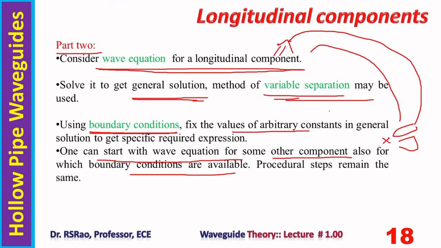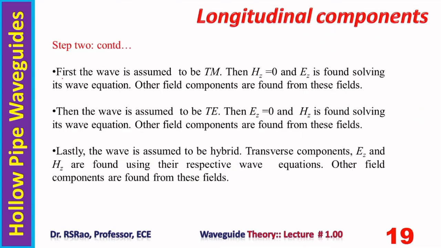So what he is telling is, instead of the longitudinal component, you can consider any other component also. No problem. Consider one for which boundary conditions are available and proceed and apply the procedural steps that are mentioned here. First we assume the wave is TM. TM means Hz is 0, Ez is found with the help of the wave equation. Then we assume the wave is TE. So Ez is 0, Hz is found by applying the wave equation.